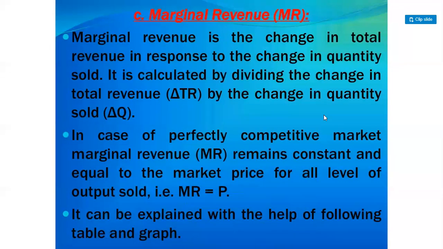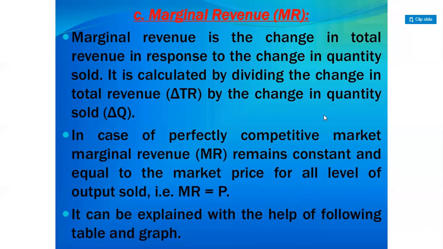Now we will discuss marginal revenue. What is meant by marginal revenue? Marginal revenue is the change in the total revenue in response to a change in the quantity sold. It is calculated by dividing the change in the total revenue by the change in the quantity sold. In the case of a perfectly competitive market, marginal revenue remains constant and equal to the market price for all levels of output.